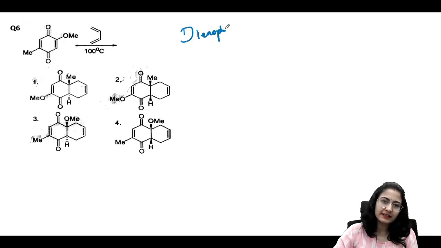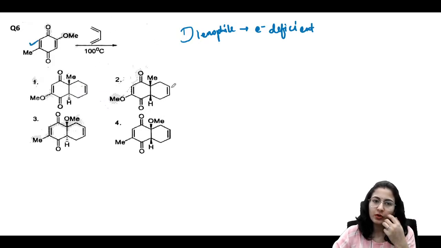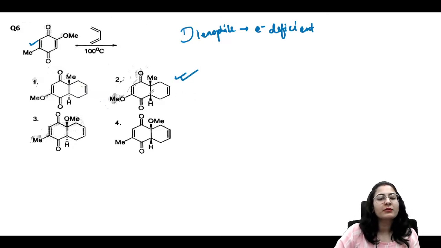What is the characteristic of a dienophile? That it has to be electron deficient. So which side is going to be electron deficient? Yes, this side which has the methyl. बहुत easy question है. So this side is going to react. Answer is option number 2.